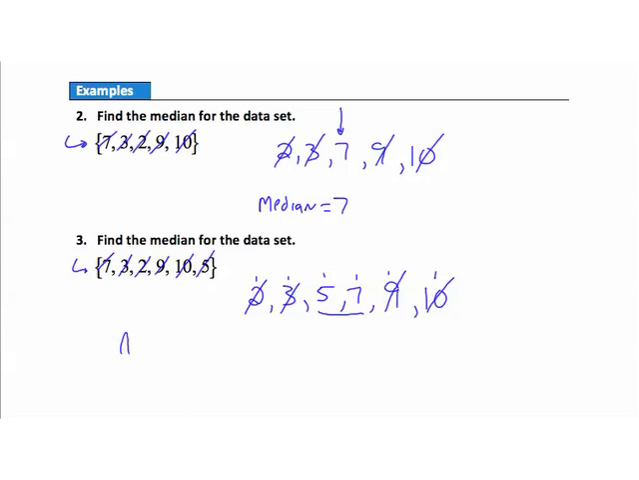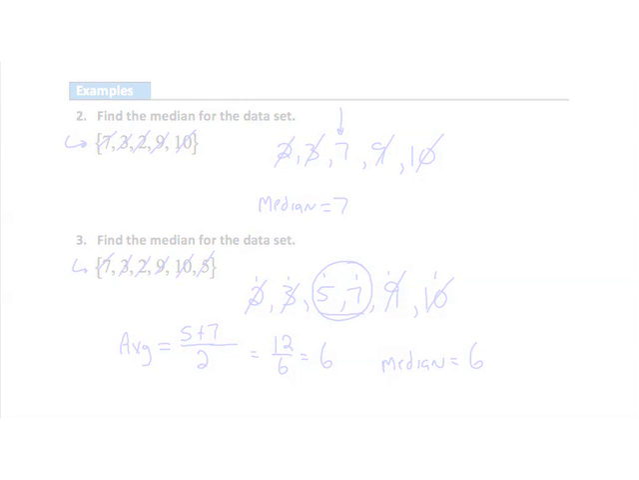So we are going to take the average of these 2 middle numbers, and remember, to calculate the average, all we do is add those 2 numbers together. Here are our numbers in the middle, 5 and 7. So I add 5 plus 7, then divide by the number of those numbers that I have, which is 2. 5 plus 7 is 12, and then 12 divided by 2 gives me 6. So the median of this data set is 6.